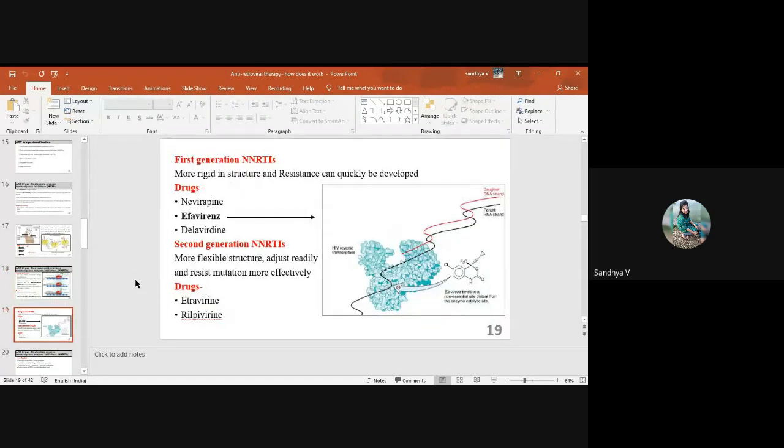There are two generations of NNRTIs, because the first generation drugs can develop resistance quickly. As an example, I have given efavirenz. As you can see, it binds at the allosteric site of the reverse transcriptase enzyme, where it stops the daughter DNA strand from being synthesized. The second generation NNRTIs are flexible, and even if resistance develops, they will counteract effectively.